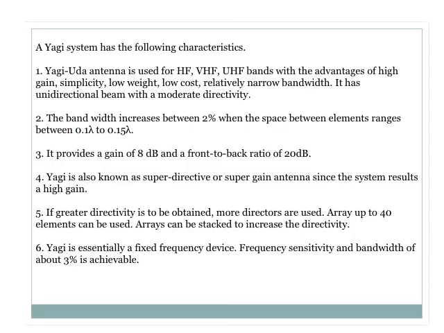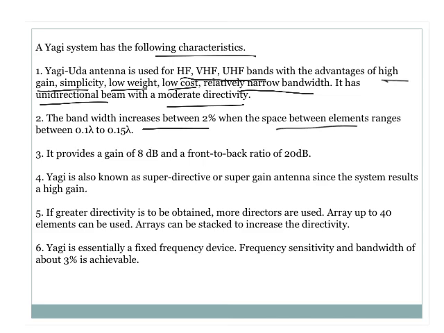Now, let us discuss the characteristics of the Yagiuda antenna. These are the characteristics of the Yagiuda antenna. It is basically used for high frequency, very high frequency and UHF bands. The main advantages are that it has high gain and is very simple to use. It has low weight, low cost, a relatively narrow bandwidth, and a unidirectional beam with a moderate directivity. The bandwidth increases by 2% when the spacing between the elements ranges between 0.1 lambda and 0.15 lambda. It provides a gain of 8 decibels and a front to back ratio of 20 decibels.